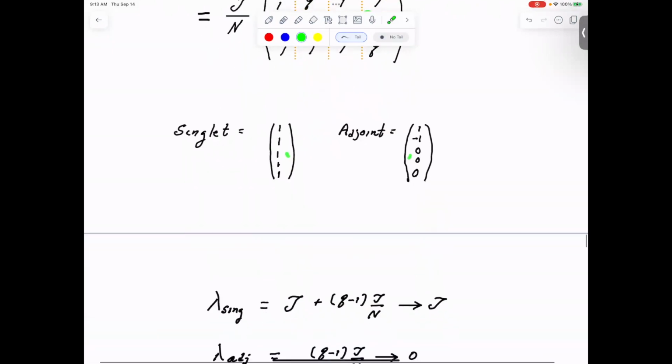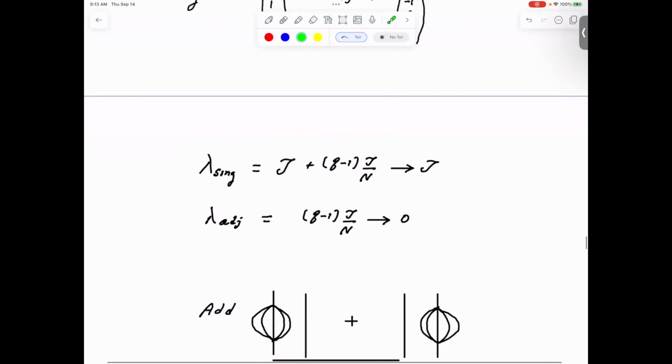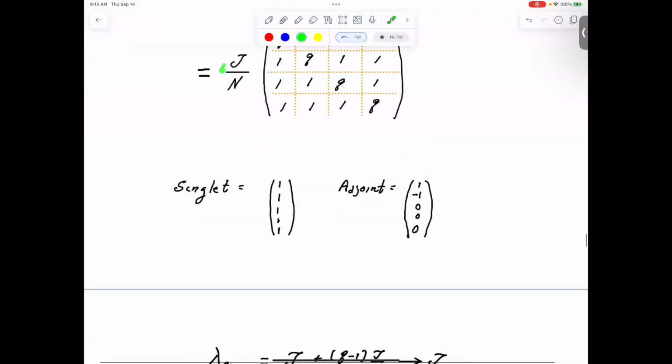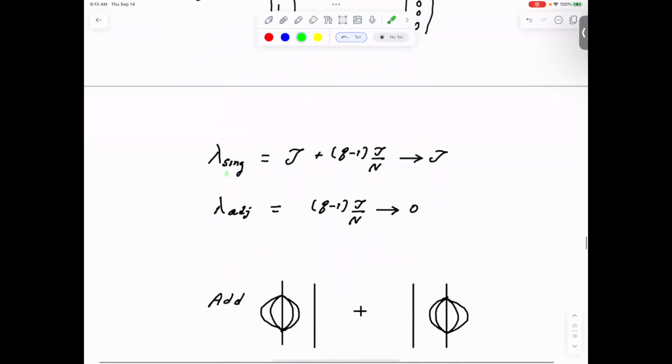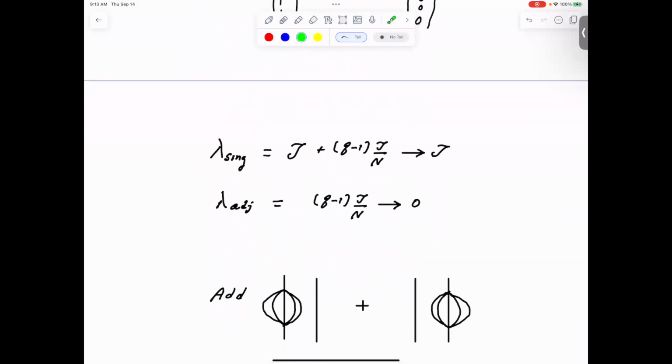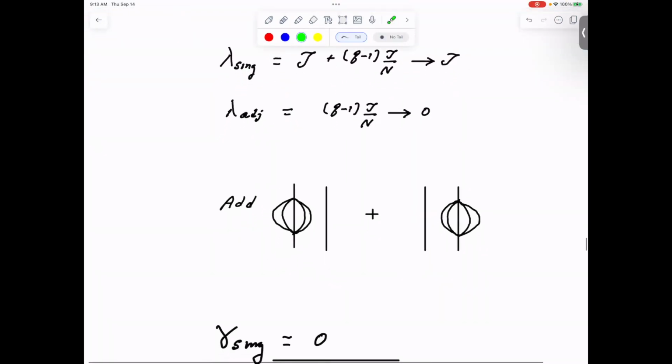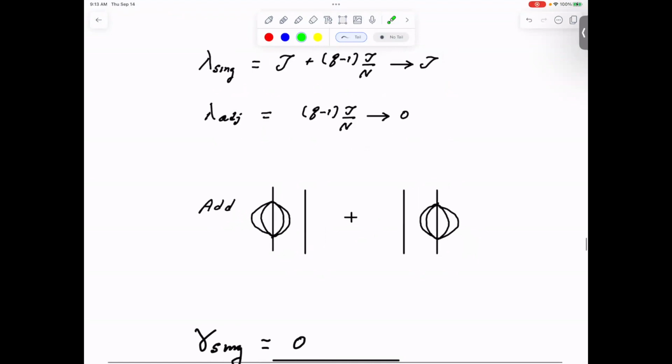And it's easy enough to compute the eigenvalues associated with these two vectors, which are both eigenvectors of this matrix. Their eigenvalues, including the numerical factor out here, are J and 0. The adjoint has 0 in the large N limit. In the large N limit, the eigenvalue associated with the adjoint is 0. The eigenvalue associated with the singlet is J.